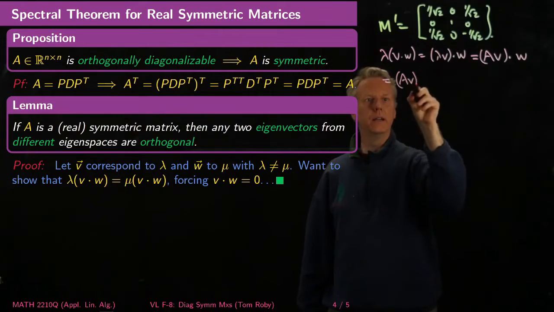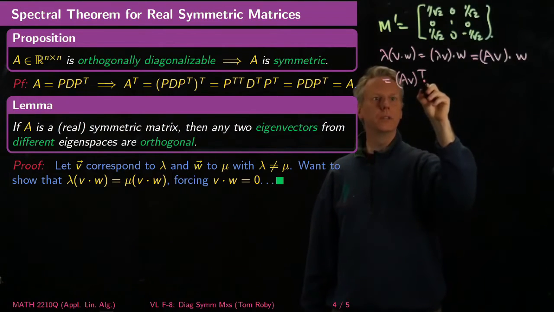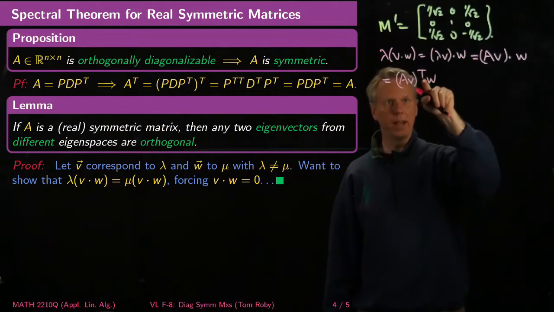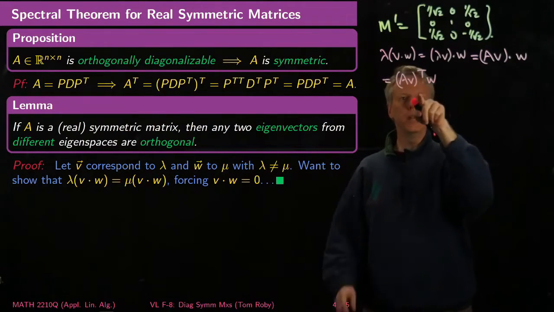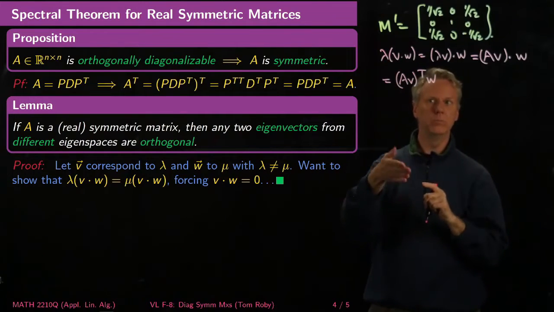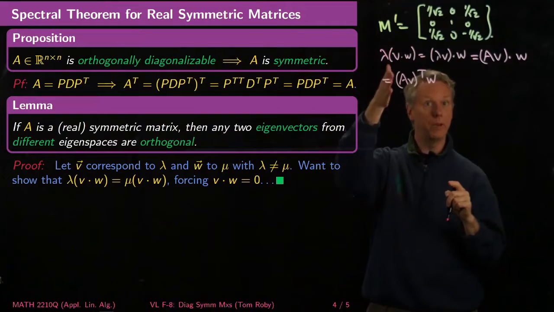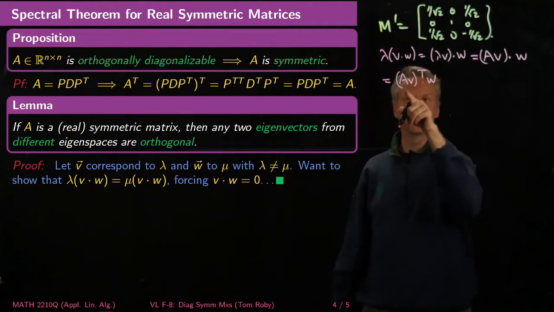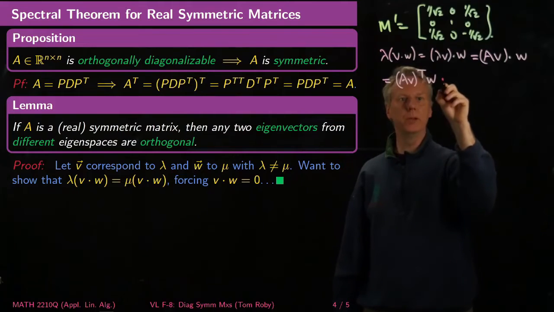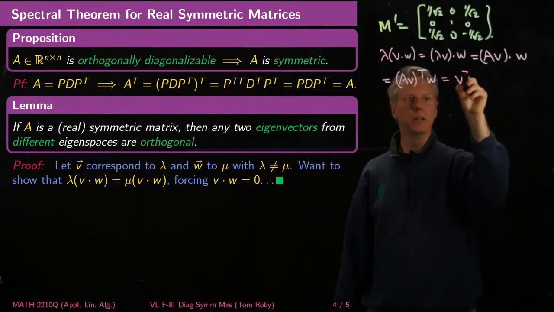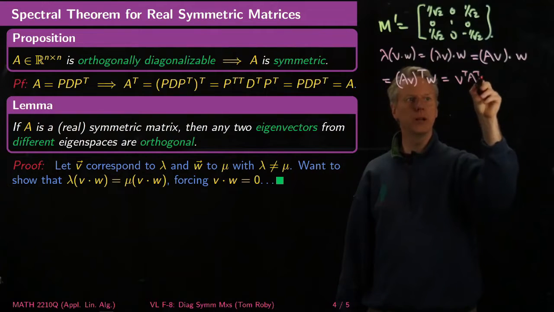Okay, so that's equal to (Av) transpose w. No dot now, right? So that's the point. This is just multiplication of a row vector times a column vector now. So I take (Av) transpose times w, and that, by the property of transpose that we just used, is v transpose A transpose w.